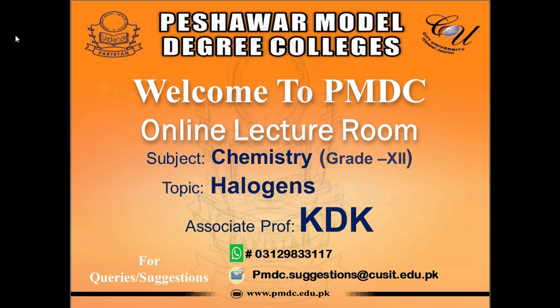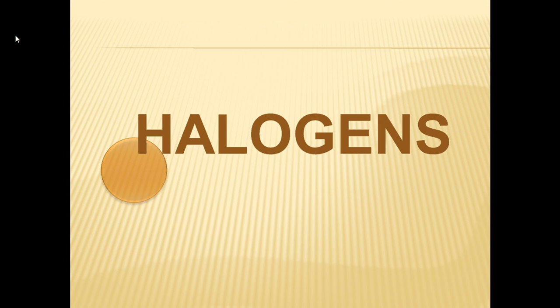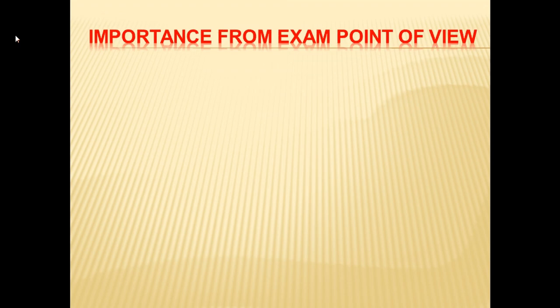Today we are going to discuss the topic halogens. This topic is present in chapter number 13, named S block and P block elements of grade 12th chemistry book. This topic is very important from exam point of view.